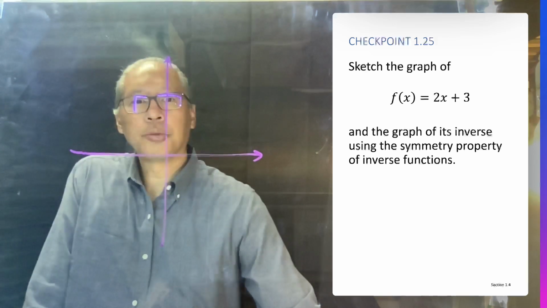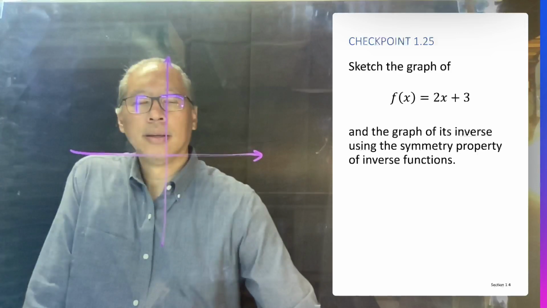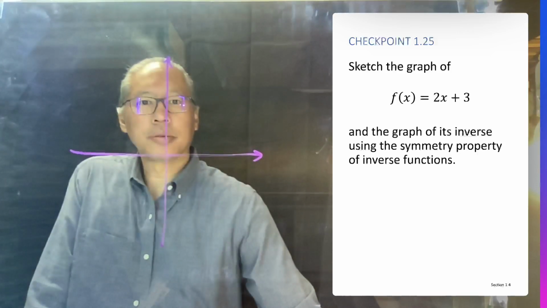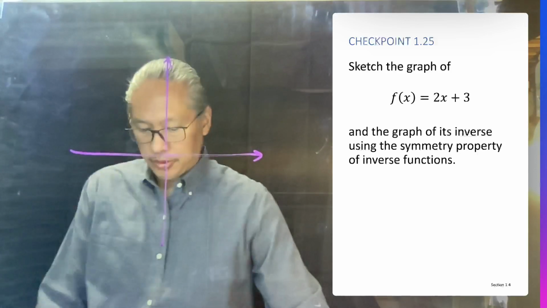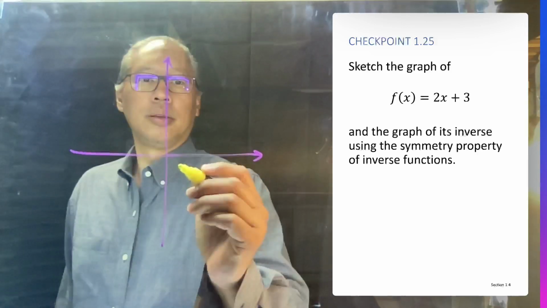Hello, this is section 1.25 from section 1.4. They want us to graph the function f of x is equal to 2x plus 3, and then graph its inverse using symmetry properties of the inverse. So first, let's graph this function 2x plus 3.